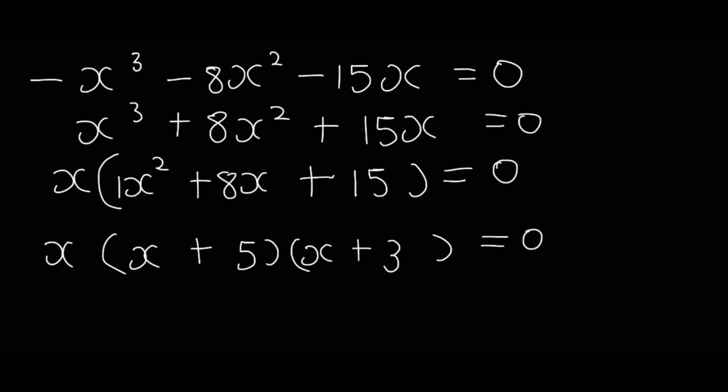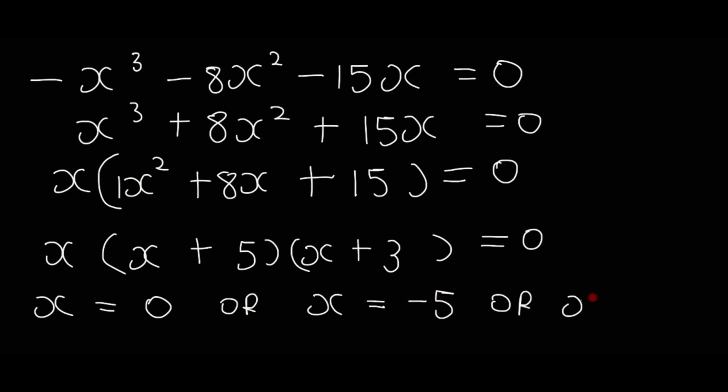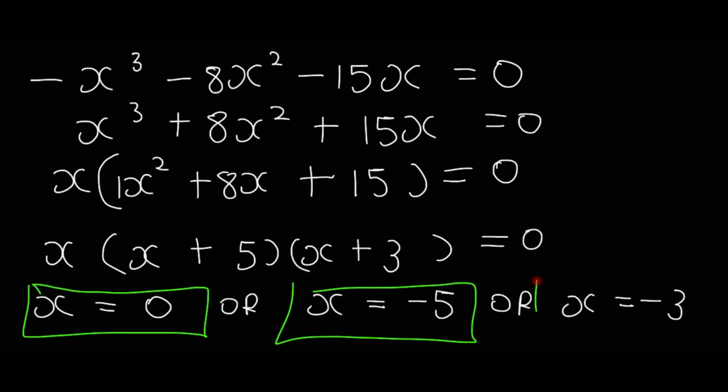So from there we say each factor is equal to 0, so x is equal to 0, and then x is equal to minus 5, and then x is equal to minus 3, because I take this one and jump by the equal sign, and then do the same thing at this one. So we say as our answers, x is equal to 0, and then x is equal to minus 5, and then x is equal to minus 3.